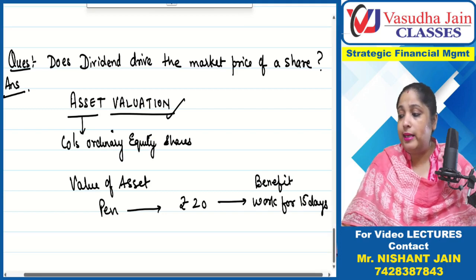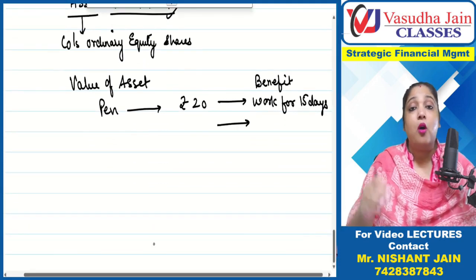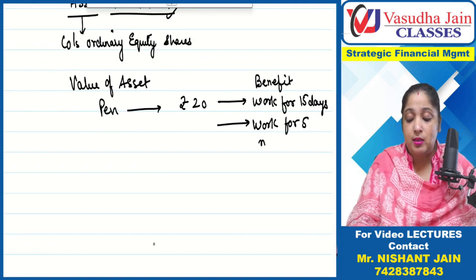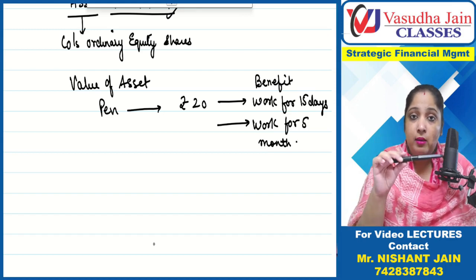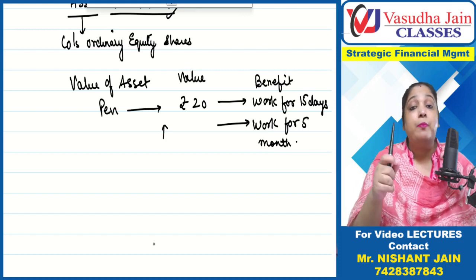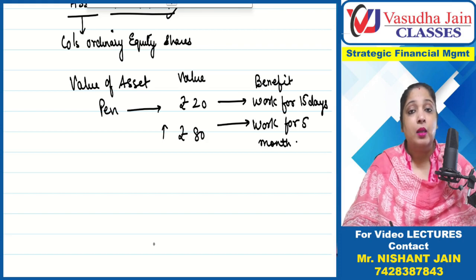Suppose in the market there is another pen which is going to work for, let us say, 5 months. Okay, it has got an ink which will work for 5 months. Then definitely I am willing to pay more for this pen. Value of this pen will increase. I might pay, let us say, 100 rupees for this pen or 80 rupees for this pen, because it is giving me more benefit.